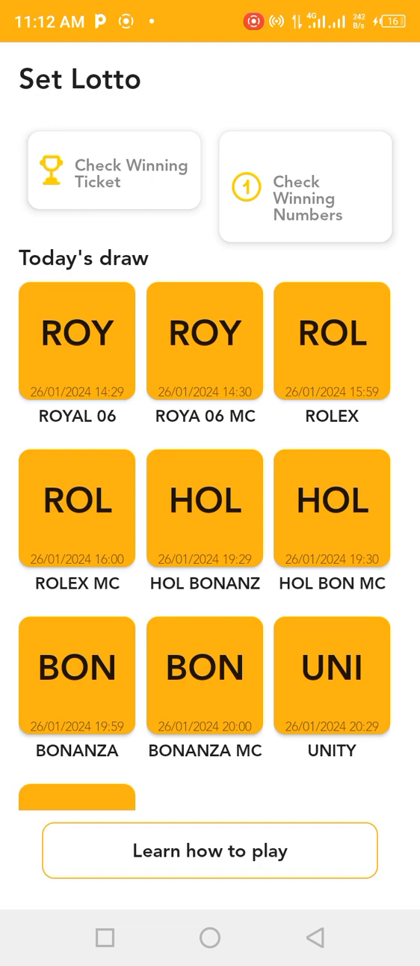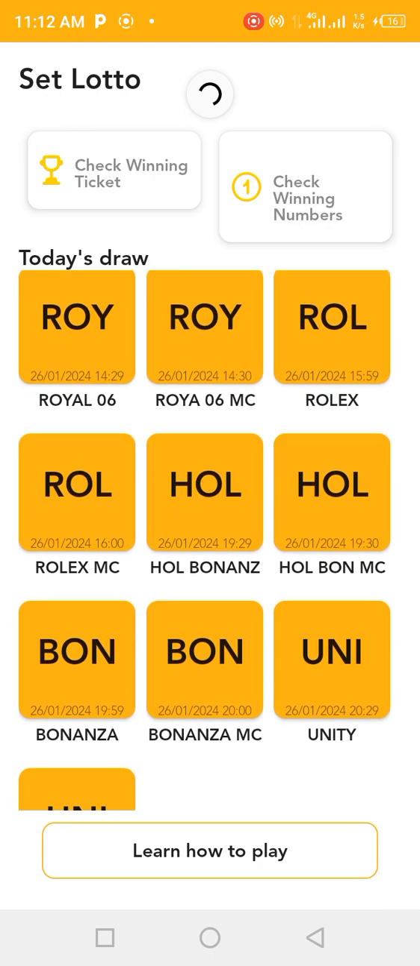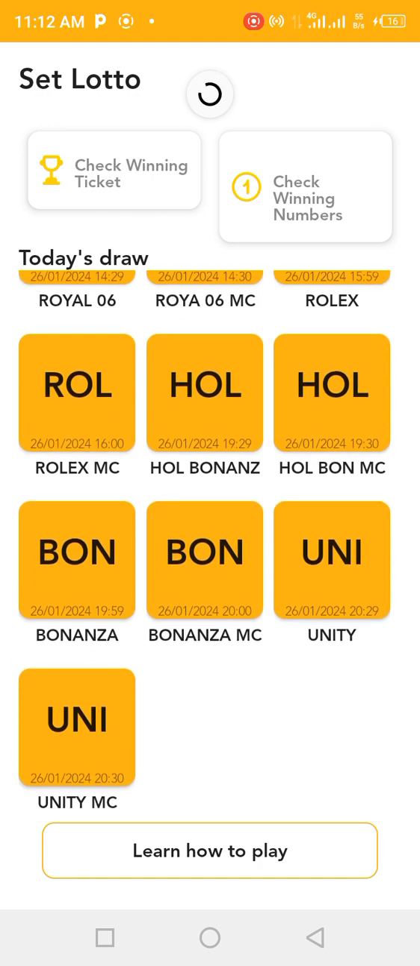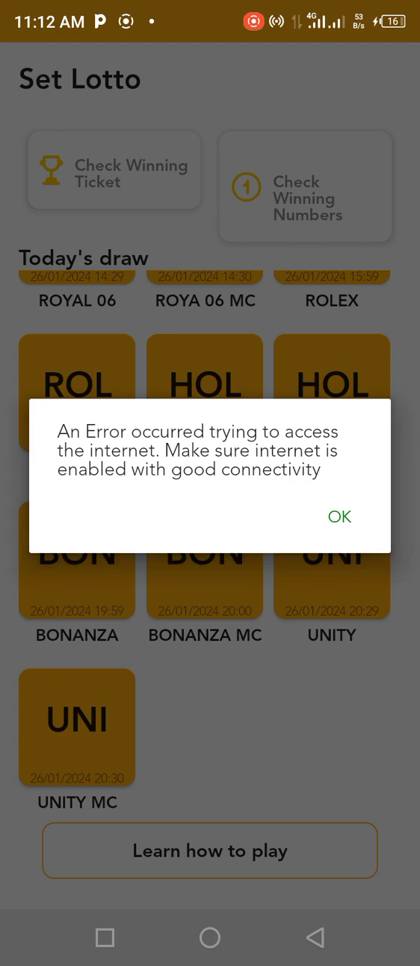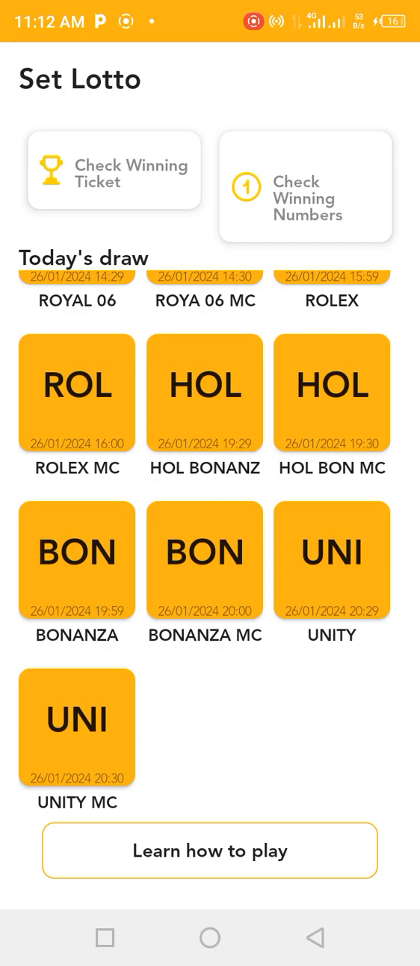You can do the same cumulative maths on direct three. If you are staking on direct three, that is any amount you are staking times 2,100 Naira. If you are staking on direct four, that is any amount you are staking times 6,100 Naira. It's as simple as that. All right. Like today, these are the available games that you can play. Royal, you can play Royal OC, you can play Rolex, you can play Rolex MC, Hall Bonanza, Hall Bonanza MC, Bonanza, Bonanza MC, Unity, and then you can also play Unity MC.